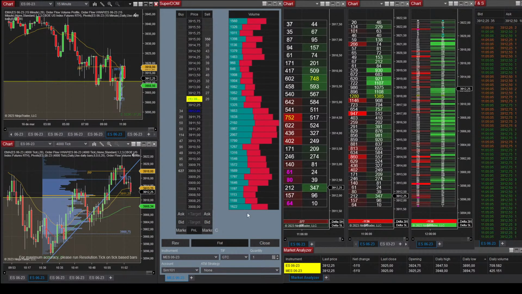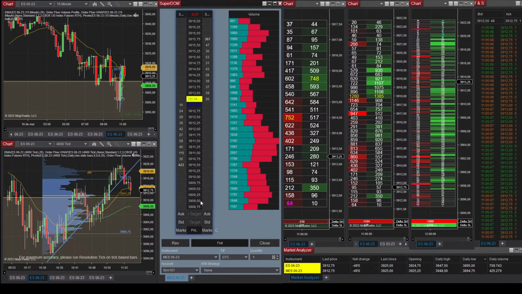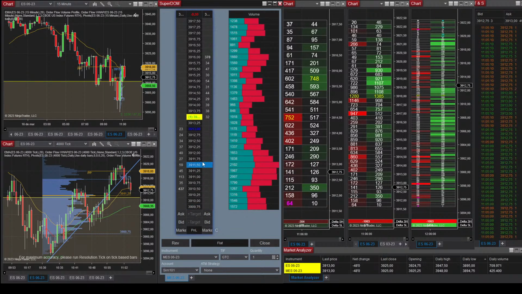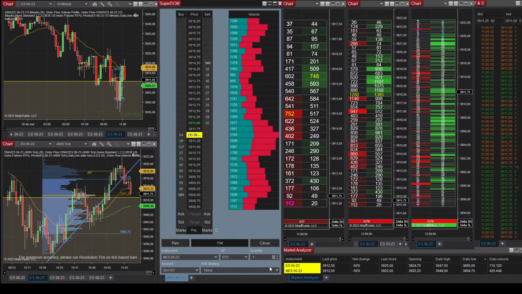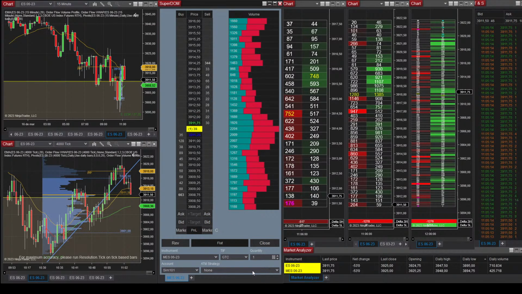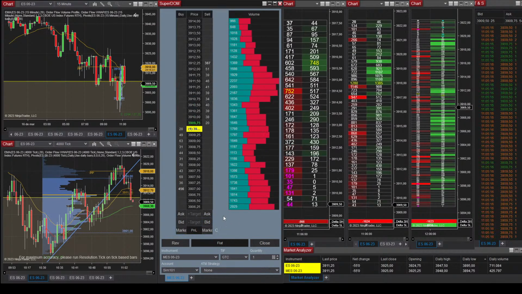And let's see. Buyers should be able to push above the 15. Otherwise, keeping inside.